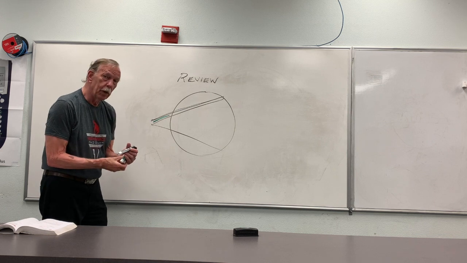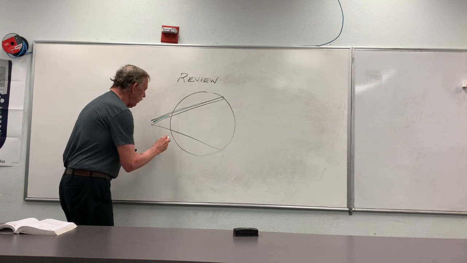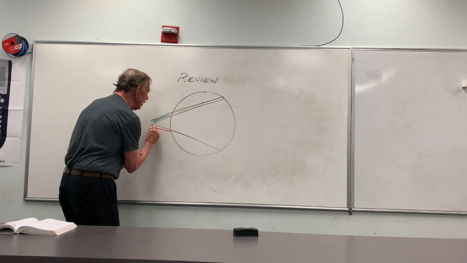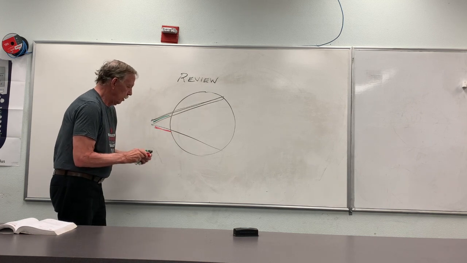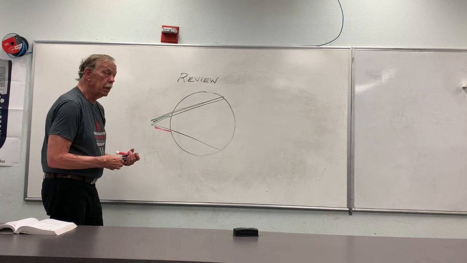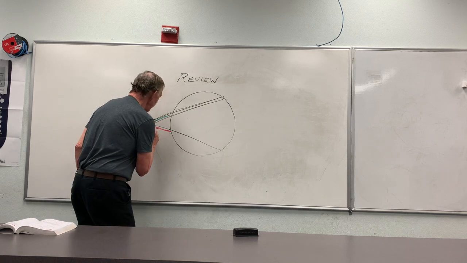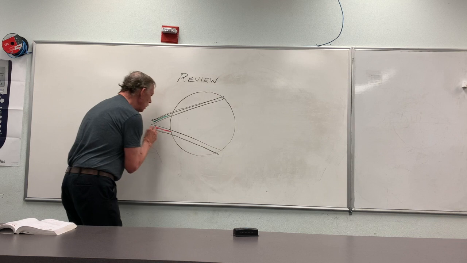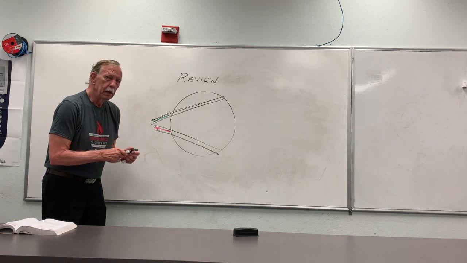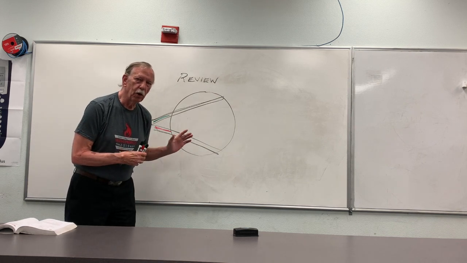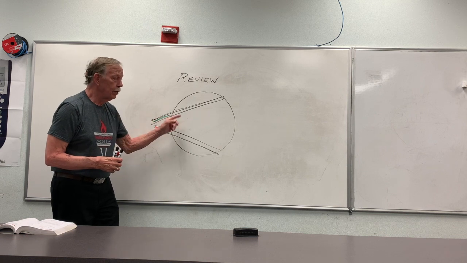And set that equal to the product of the little piece outside times the whole thing. That formula is how you go about solving for the pieces.